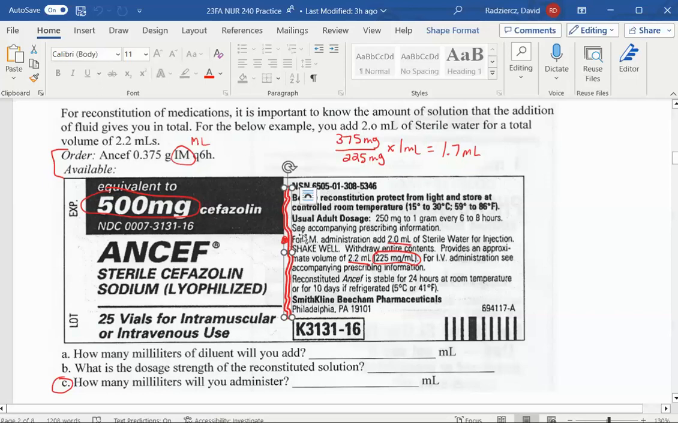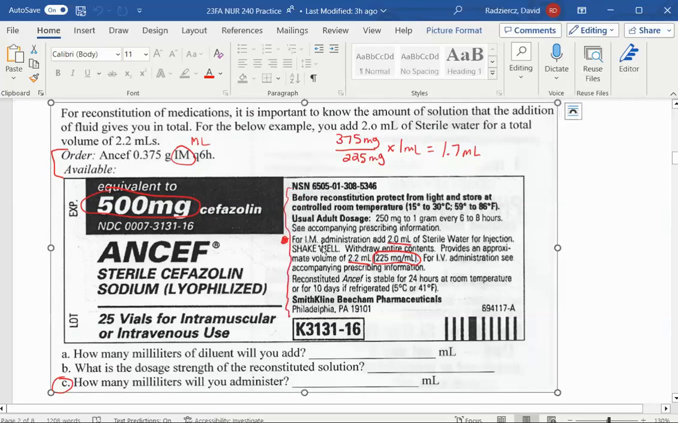And so what this will tell you is it'll say for intramuscular administration, you're going to add 2 milliliters of sterile water. You're going to shake it up. Then you're going to withdraw the entire contents, and the entire contents, after you add water, in addition to the powder that's there, you're going to have a total volume of approximately 2.2 milliliters. Now, if they didn't give you the strength, you would take 500 milligrams divided by 2.2 milliliters. That would be your concentration or your strength of this particular medication.